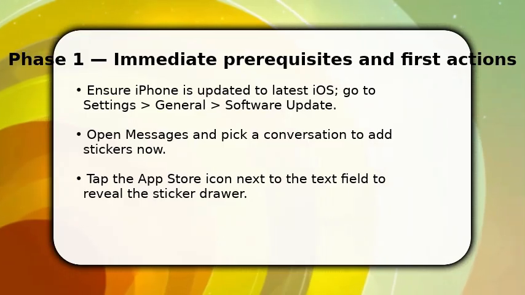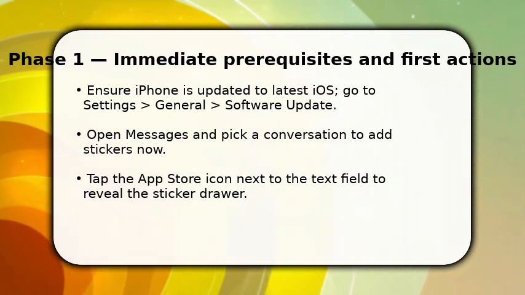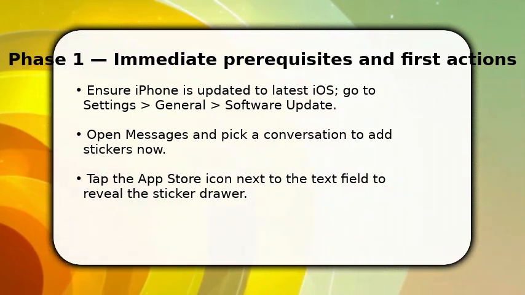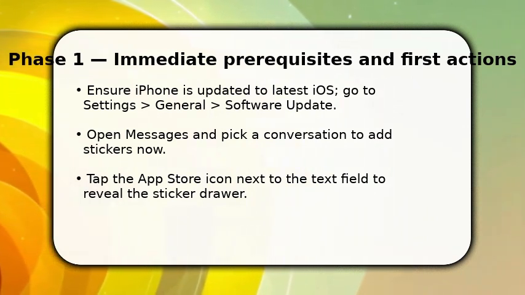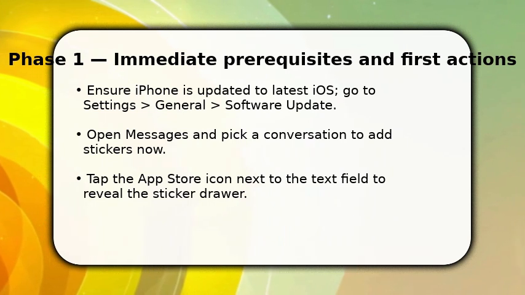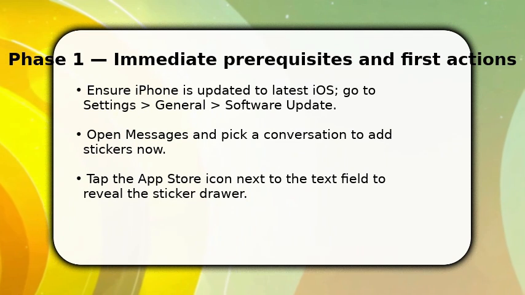You need to start inside Messages, open a conversation, and reveal the app drawer to access stickers. Once done, make sure the sticker pack is installed, swipe the drawer and tap the store icon to download. You should see stickers populate the drawer at the bottom. Tap a pack to preview. This is how you choose quickly.